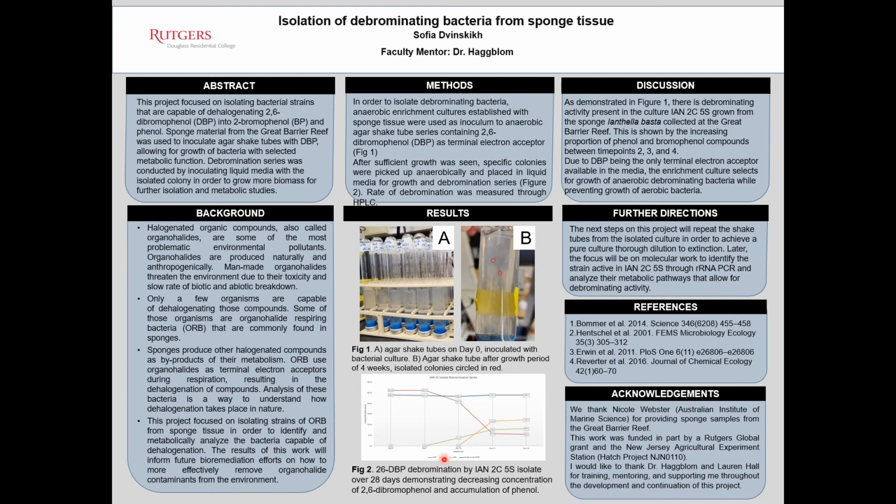Figure 2 demonstrates the rate of debromination in the active culture EN2C5S acquired from sponge Ianthella basta collected at the Great Barrier Reef. This sample was collected from the shake tube with the dilution factor of 10 to the 5th.